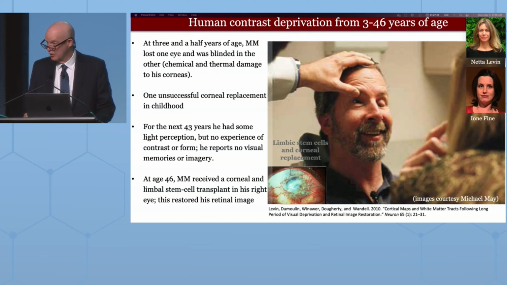The cornea and lens were destroyed. And he had unsuccessful corneal replacement in childhood. And then he lived for the next 43 years with light perception, but really no experience of contrast or form. By the way, Mike, for a period of years, had the world's record for speed downhill skiing. So he won the gold medal in the Paralympics, going at 60 miles an hour as a blind guy skiing. So he was a very courageous guy.